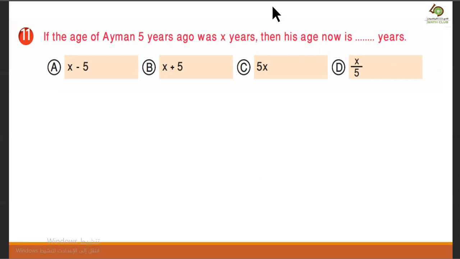Now we say, he said 5 years ago is X. 5 years ago. Now his age is what? Because it will be plus 5. So the answer is B. Right? Nardin, be careful. I think this question is easy. You see?